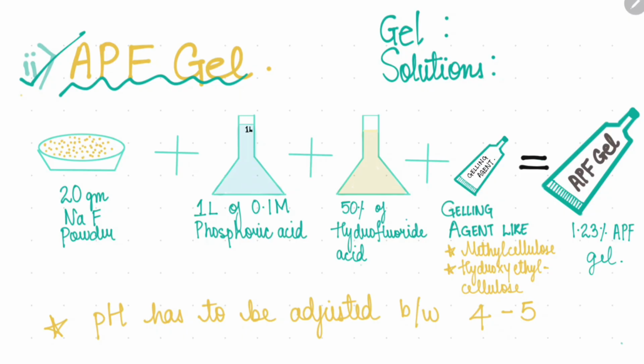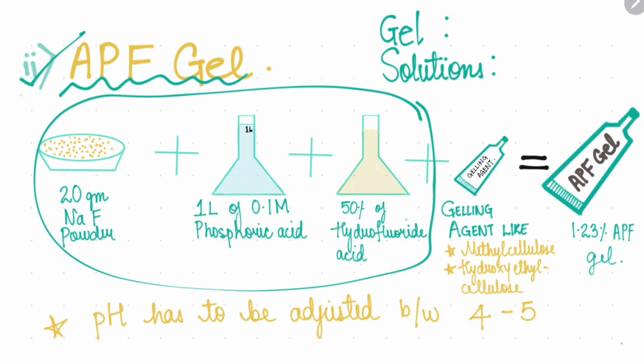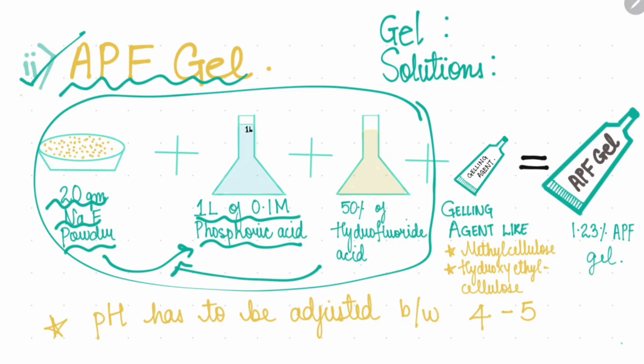Moving forward, we come to the method of preparation of APF gel. For the preparation of APF gel, the first 3 steps remain the same. The first 3 agents also remain the same. So we take 20 gram of sodium fluoride powder. We add it to 1 liter of 0.1 molar phosphoric acid. To this mixture, we add 50% hydrofluoric acid. Now, the amount of hydrofluoric acid added is controlled to adjust the pH between 4 to 5.